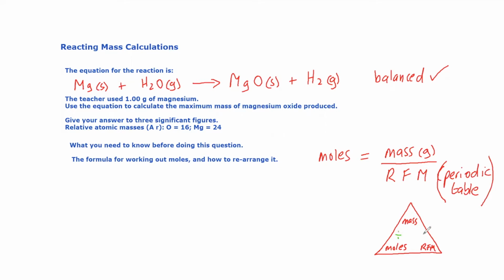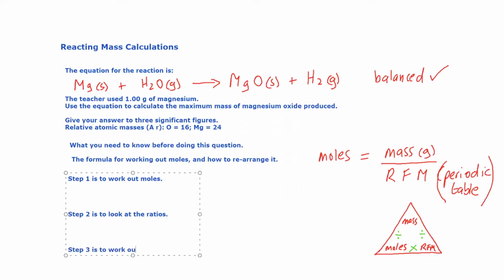So mass goes at the top, moles in one corner, relative formula mass in another, and then you put your divide and your times. Step 1 in all of these calculations is to work out the number of moles. Step 2 is to look at the ratios, and I will explain that in a bit more detail. And step 3 is to work out your answer by rearranging the equation. And the equation I'm talking about is the equation given there for moles.